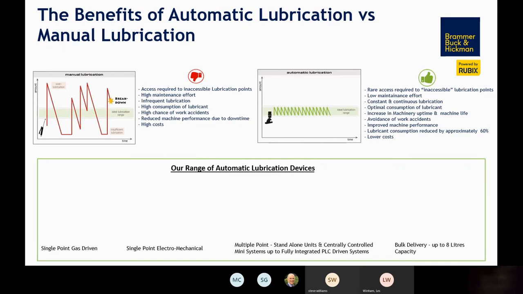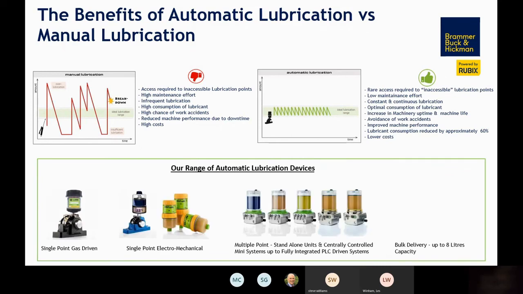We can offer solutions, as you can see on screen, from single point lubricators all the way to full modular systems, from 15mm lubricator pots right the way up to 8-litre tubs on auto lube systems. Brammer can cater for all budgets and requests, and we can even install in sections, helping to reduce the costs along the way.